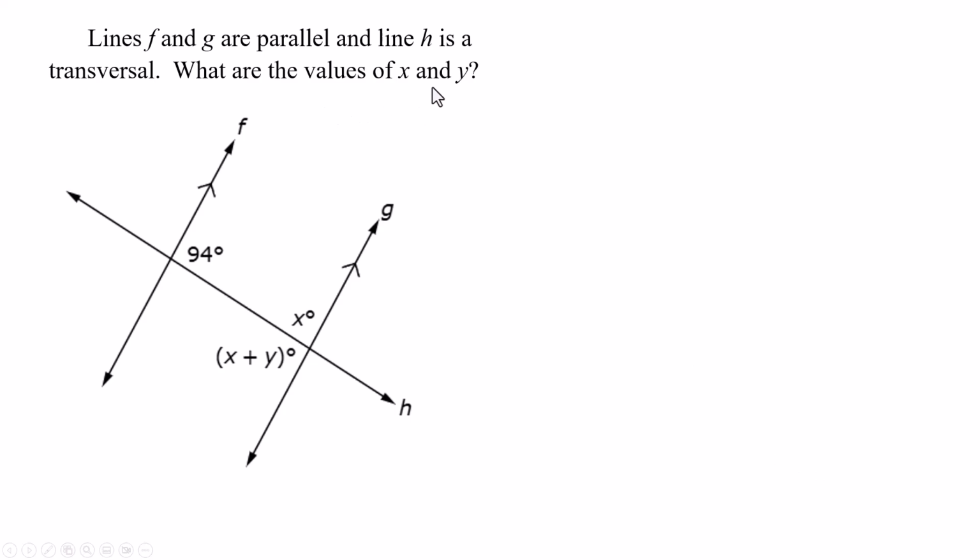We need to find the values of x and y. They're telling us what we need to know is that these two lines are parallel. They're also marked parallel. That's what these two little arrows on the inside here mean. And this is a transversal. So that means all of our angle relationships apply.